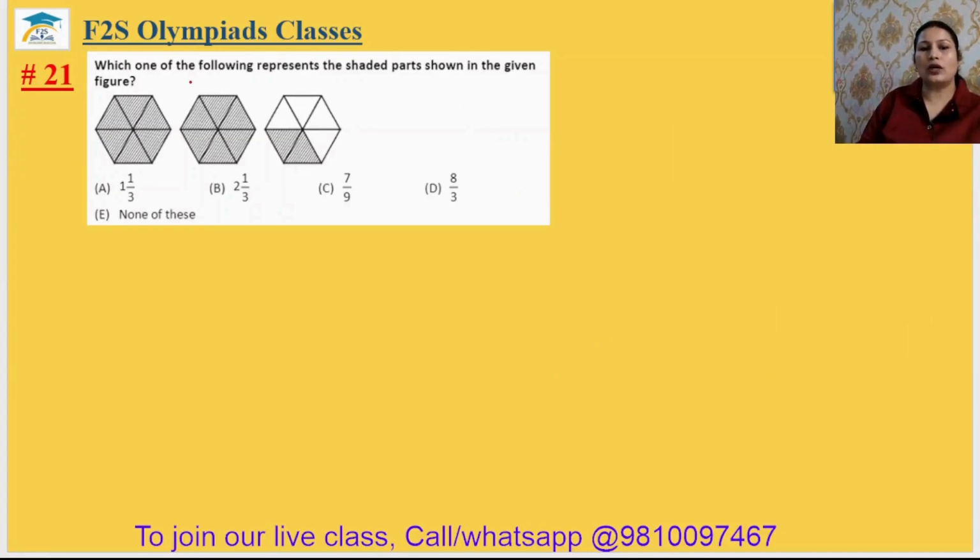21st. Which one of the following represents the shaded part shown in the given figure? Shaded part, 2 whole parts are there. So 2 will be the numerator. Now total number of parts: 1, 2, 3, 4, 5, 6. 6 will be the denominator and 2 will be the shaded part. We can simplify this by 2. After simplification, it will be 1 by 3. This is in option B. 21st answer is option B.